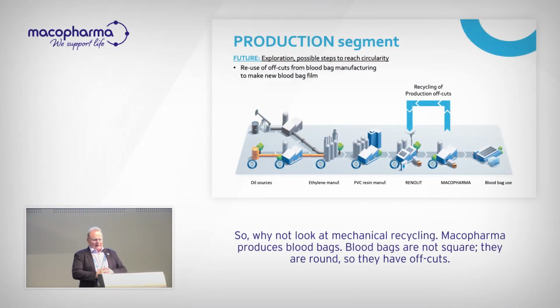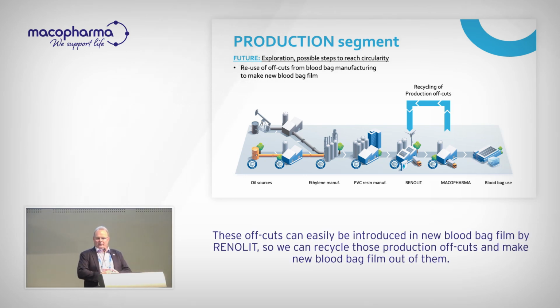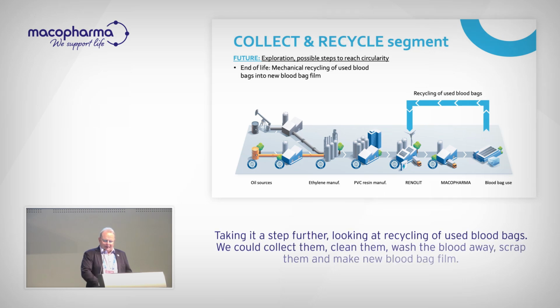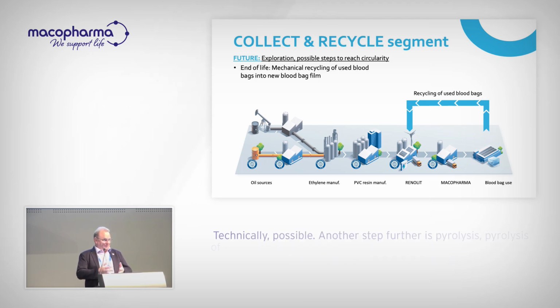So why not look at mechanical recycling? Macopharma produces blood bags. Blood bags are not square, they are round, so they have offcuts. These offcuts can easily be introduced in new blood bag film identity. So we can recycle those production offcuts and make new blood bag film out of them. Taking it a step further, looking at recycling of used blood bags, we could collect them, clean them, wash the blood away, scrap them, and make new blood bag film. Technically possible.